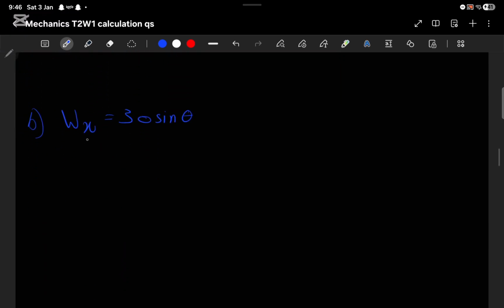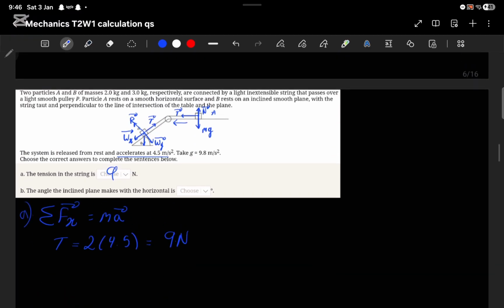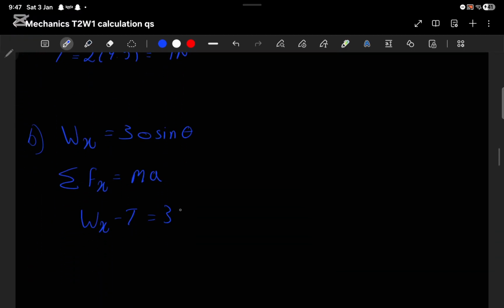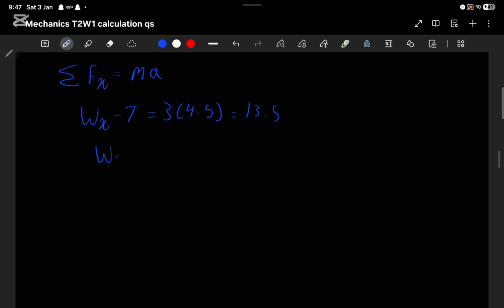So, sigma Fx is equal to what? Ma. Right? It's going to be Wx minus T is equal to M, which was 3, times A, 3 times 4.5. Which is what? 13.5, right? 3 times 4.5 is 27 over 2, 13.5, yes. So tension is 9, right? So Wx is equal to 13.5 plus 9. Remember, tension is 9. I just took it over to the other side. Add it to 9, you get 22.5 newtons.